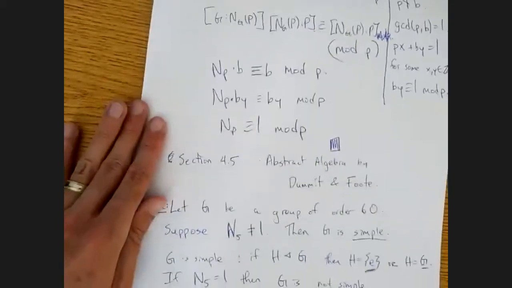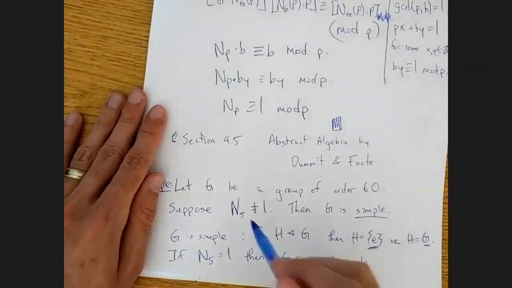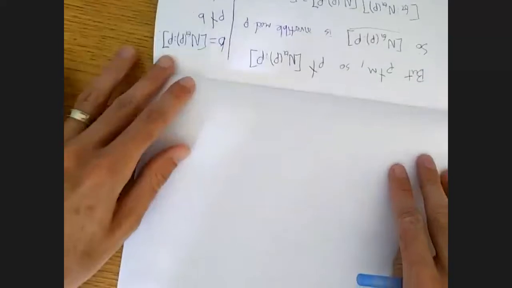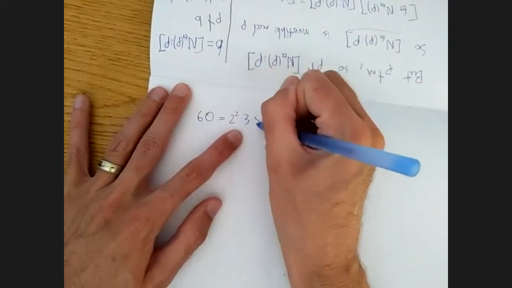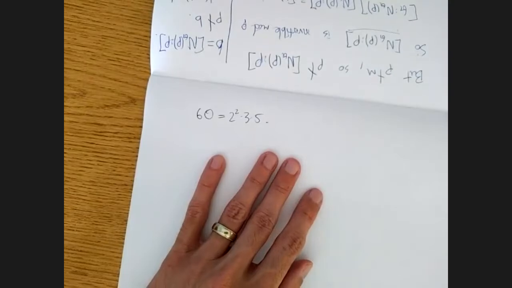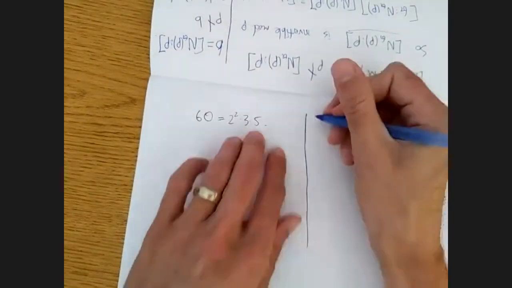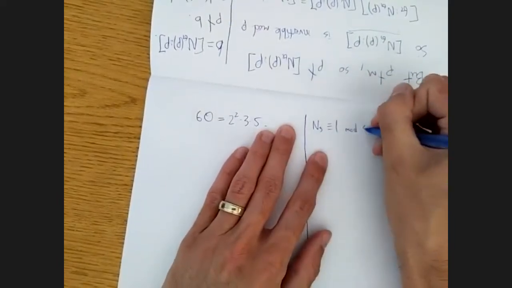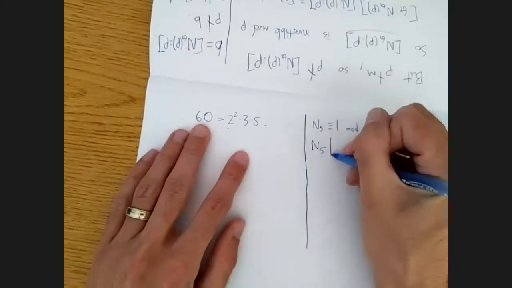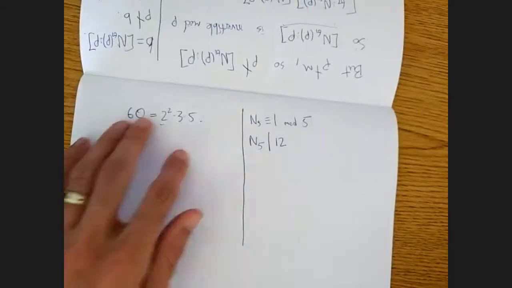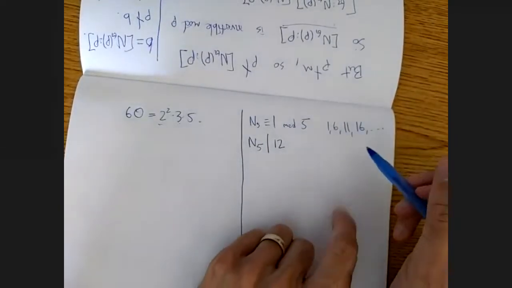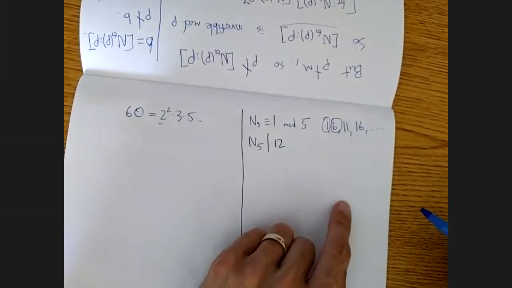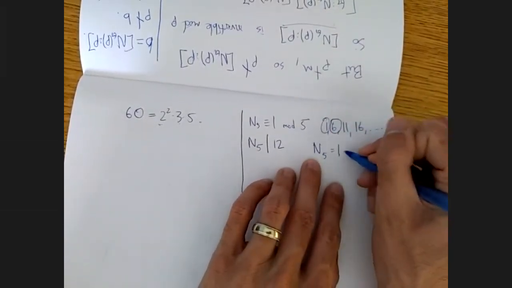So let's try and work out this example. First, let's see the conditions that are forced upon us for N5. You have to factorize 60. That's not too bad. 60 is 4 times 3 times 5, so it's 2 squared times 3 times 5. Just for safety, let's write out the conditions on N3, N5, and N2, just for practice. N5 is congruent to 1 mod 5, and N5 divides 3 times 4, which is 12. So N5 can be 1, 6, 11, 16, and so on. Which of those divide 12? Well, 1 and 6. So the Sylow theorem tells us that N5 is either equal to 1 or 6.